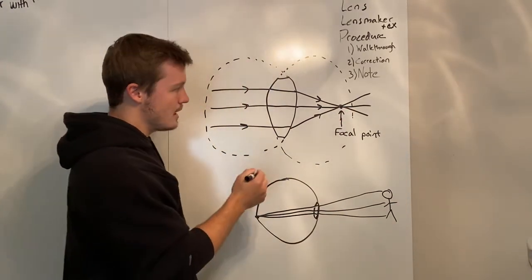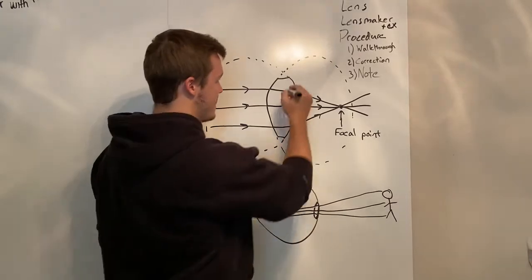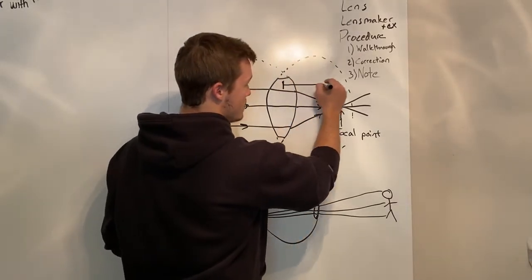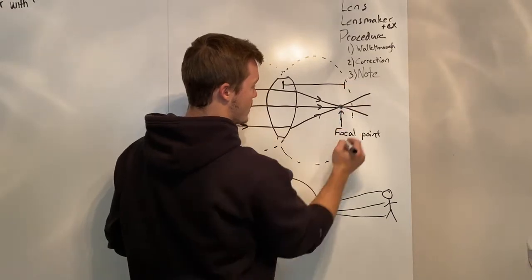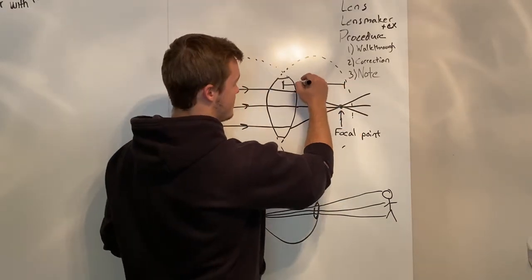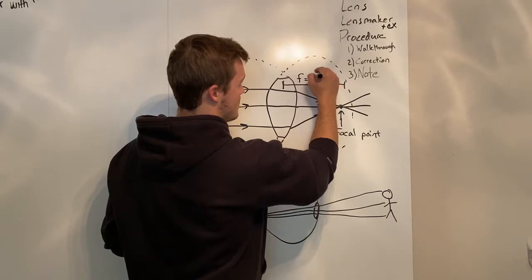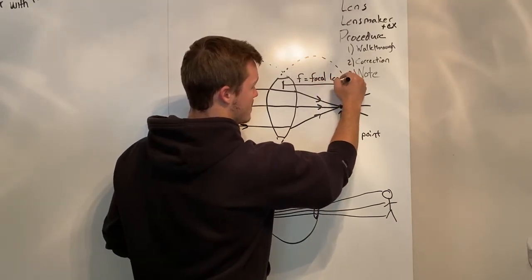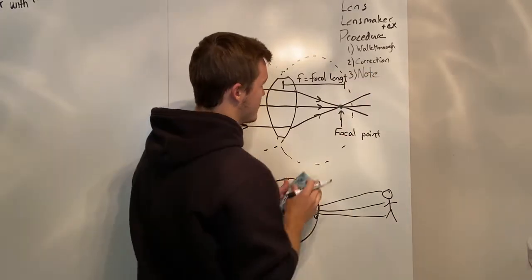And we say that the focal length of the lens is the distance from the center of the lens to the focal point. And we call that lowercase f. That is the focal length. I ran out of room there a little bit.